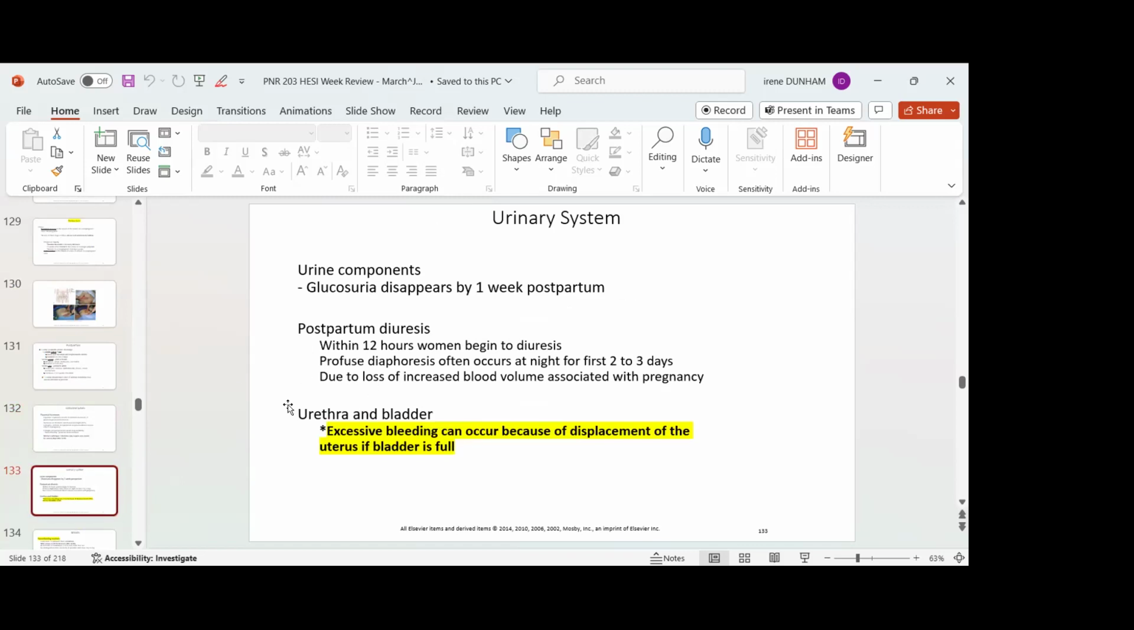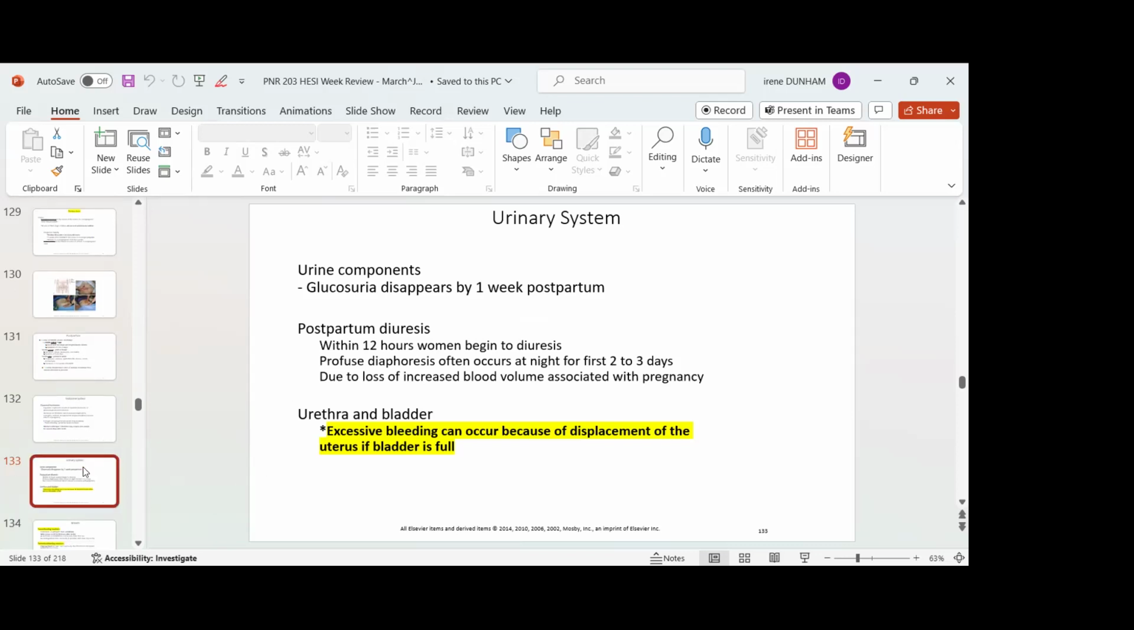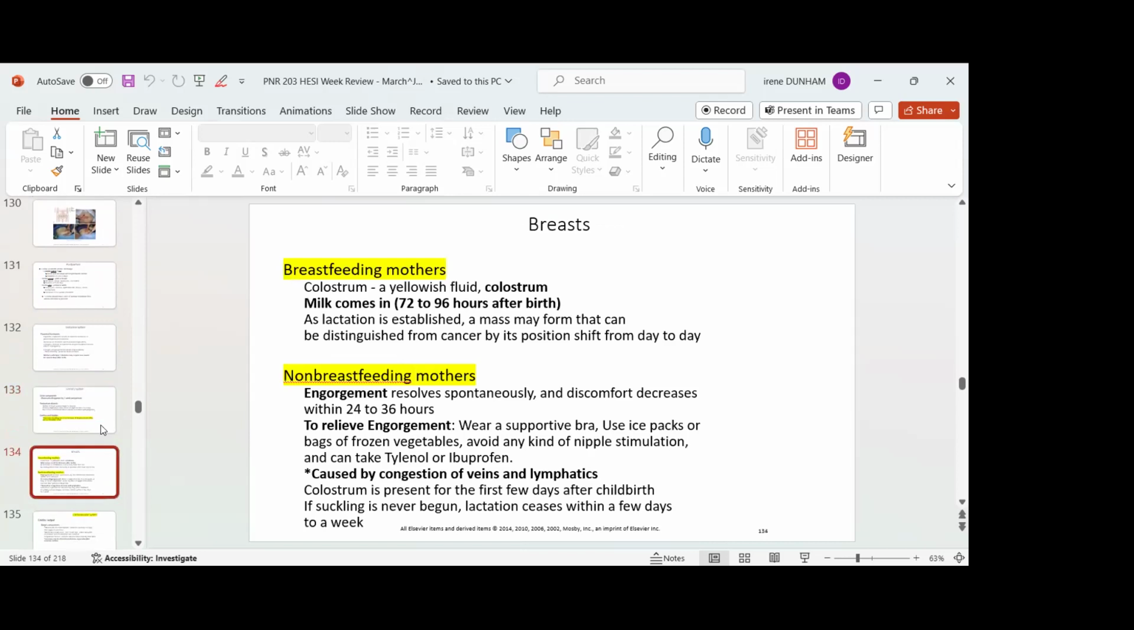All right, urinary. Make sure that she's not bleeding excessively. You want to make sure the fundus is firm. I know you know that. Make sure that she's going to the bathroom. And if she's not, and her fundus is above the umbilicus, empty that bladder. They usually have a question about that.